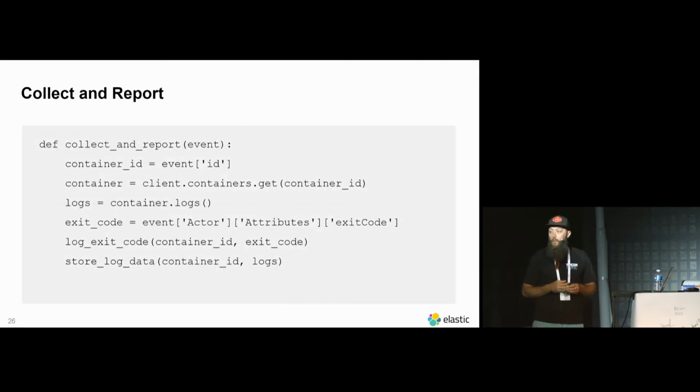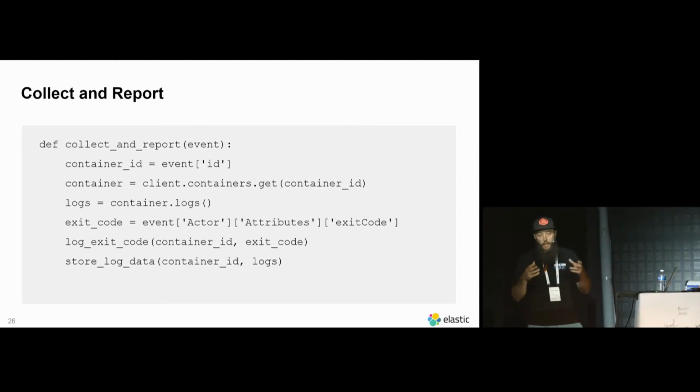And here's a really simple collect and report type functionality. Given the event, we can collect the container ID from that event. Then using the Docker client, we can get that container object. From that container object, we can get the logs. We can also get the exit code. I think I screwed up on that, but anyway, you get the idea, it's just pseudocode. And then we can log the exit code with that particular container ID, and also store the log data with that container ID, so we can make it easy to view the report that comes out from running these containers.